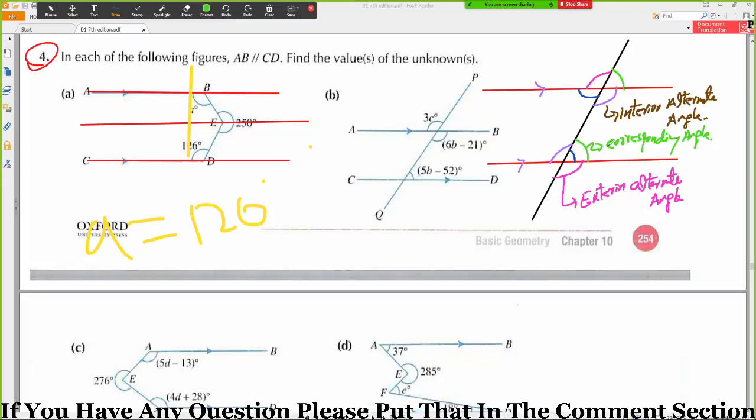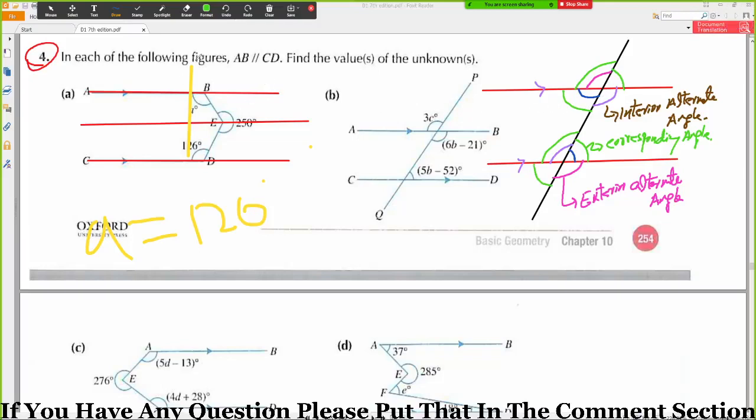This angle will be equal to this angle. These two angles will be equal to each other, and these two angles are known as corresponding angles. Similarly, these two angles will also be equal to each other, and these two will also be known as corresponding angles. And these two angles will be equal to each other.